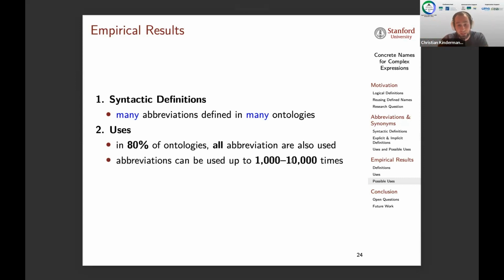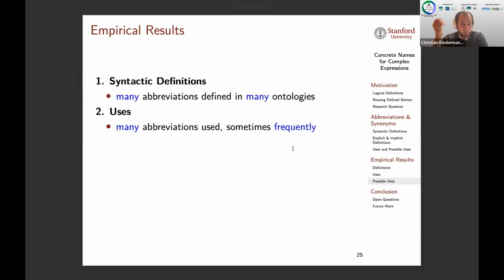Right, the next question then is, how often are these defined things reused? And again, that depends on the ontology, but some named terms are reused quite often. And again, if I were to summarize this, I would say that many abbreviations are used and some abbreviations are quite important in an ontology and are used frequently.